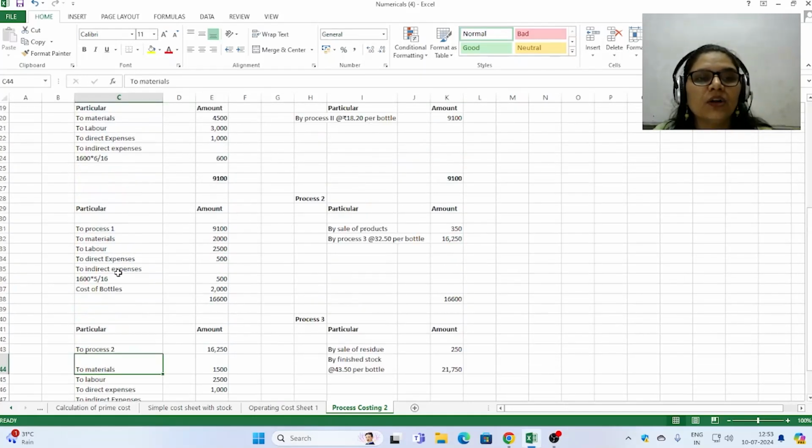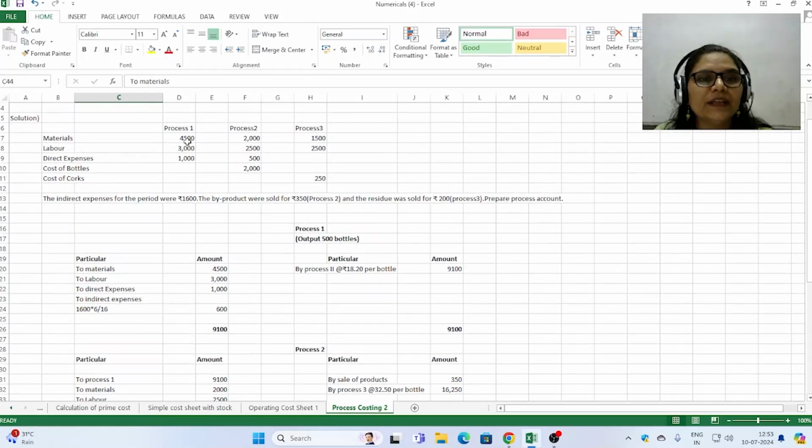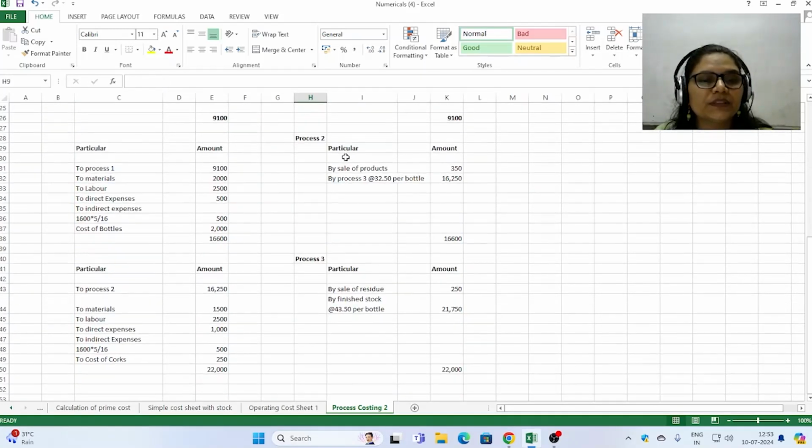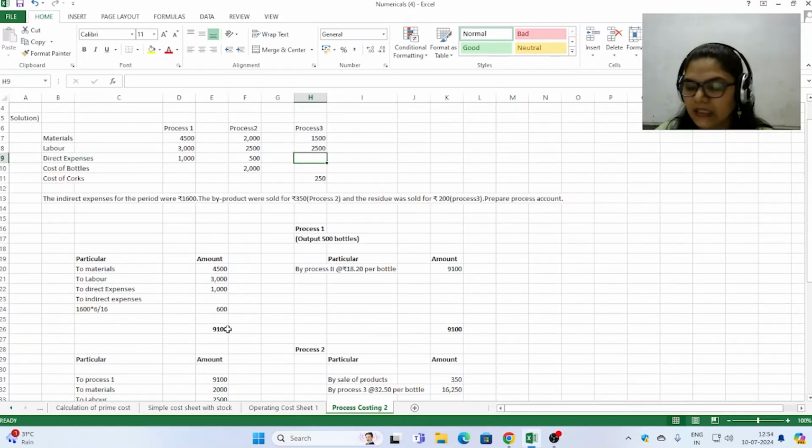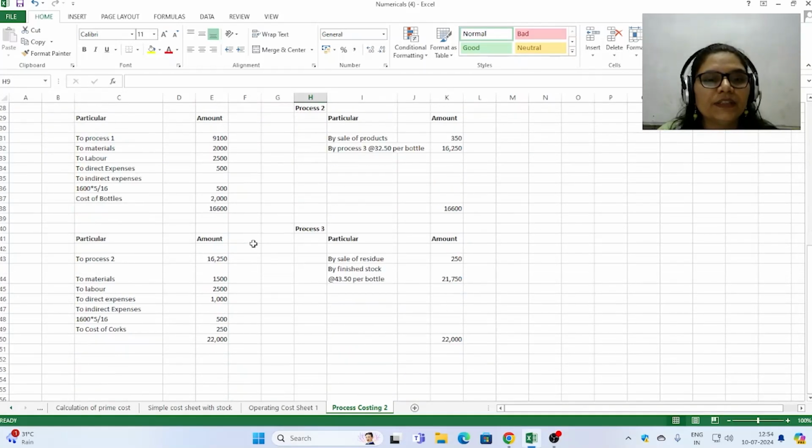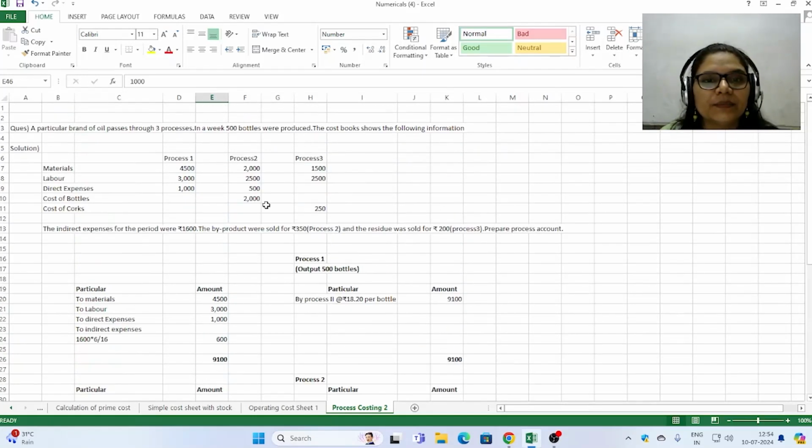In process 3 it will be transferred in the name of process 2, 16,250. Then the expenses are the same: material, labor and direct expenses. Direct expenses are not mentioned in process 3, so we will not record them. I think there is a certain misprint in the book itself. It is 1000, and indirect expenses are 500.